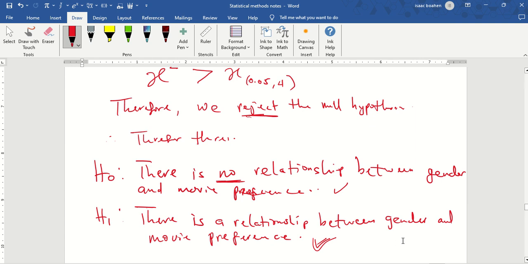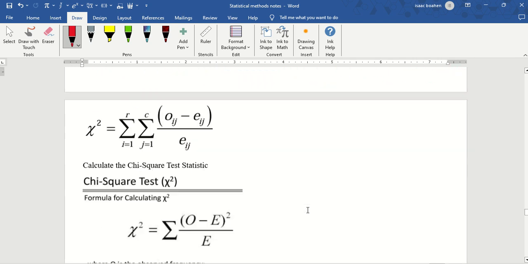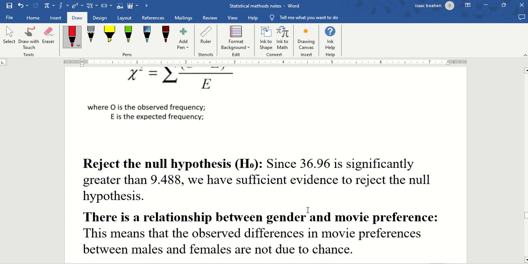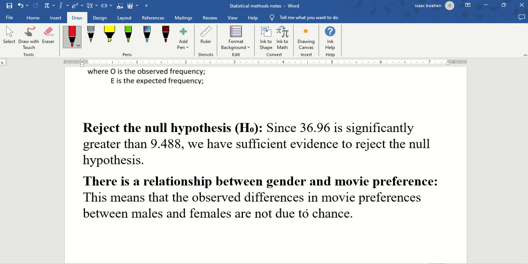So that is it. I think I wrote it down here. So this is how you write it. Reject the null hypothesis since 36.96 is significantly greater than 9.488. This is the critical value, and this is the calculated one. The calculated one is greater than the critical value, so we have to reject. And we have sufficient evidence to reject the null hypothesis. There is a relationship between gender and movie preference. So that is the conclusion.